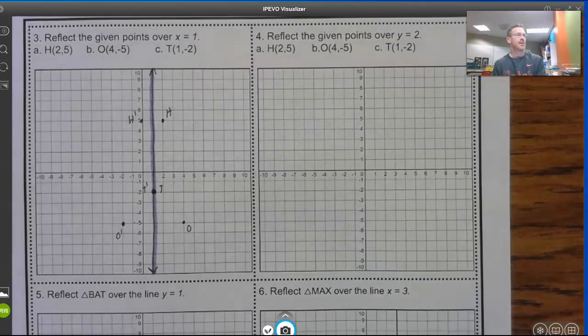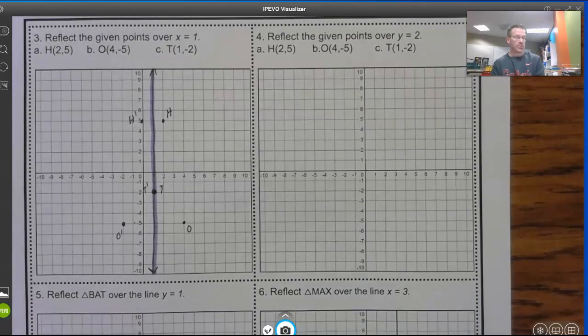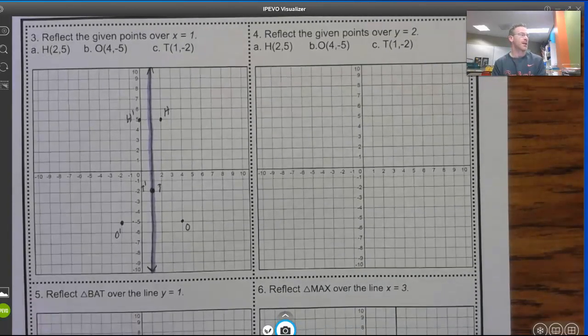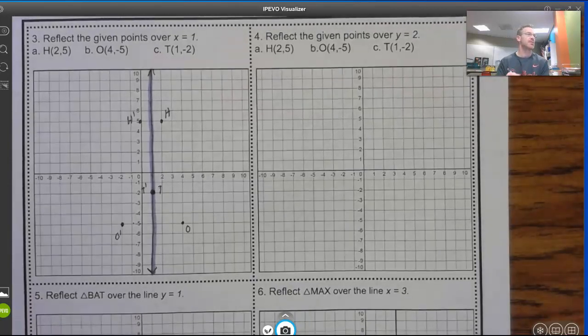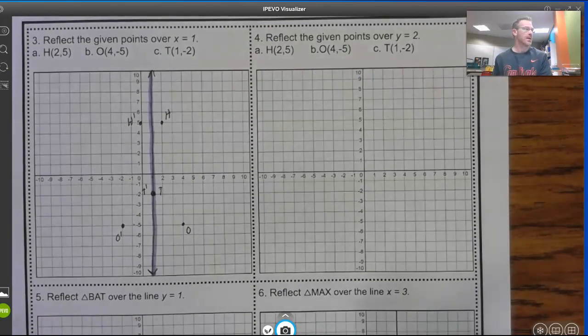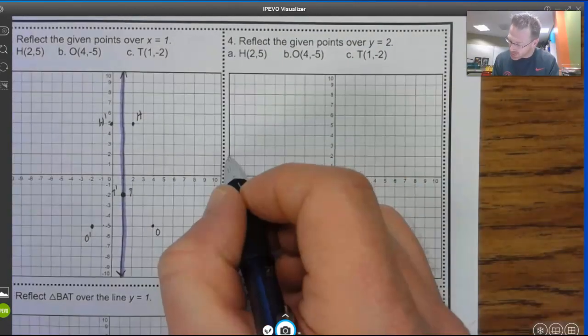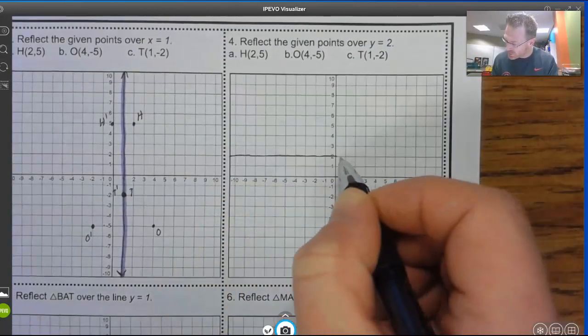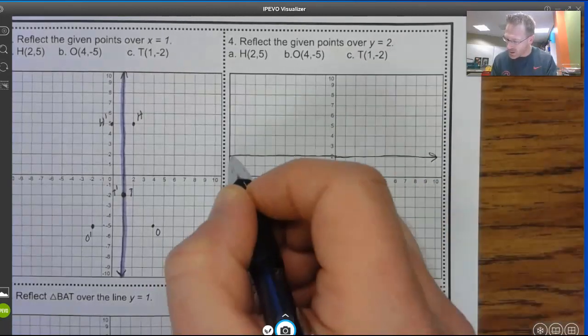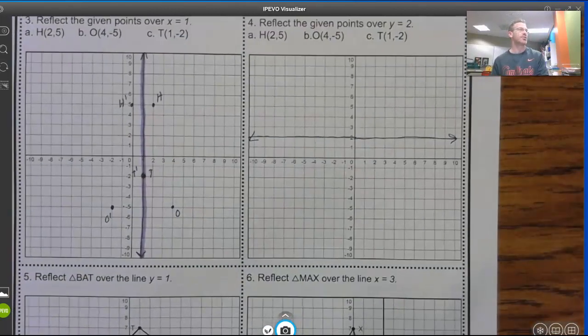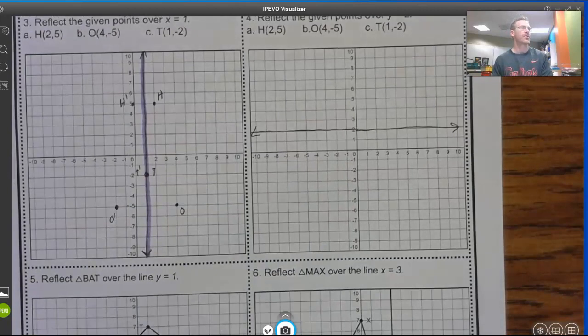Same thing as before. Now I would like you to pause the video and do number 4 on your own. Once again, notice you are going to reflect over the line y equals 2. Let me draw in y equals 2 right here. That's your line of reflection. Reflect those 3 points over the line y equals 2, flip the video back on, and we'll see how you did.